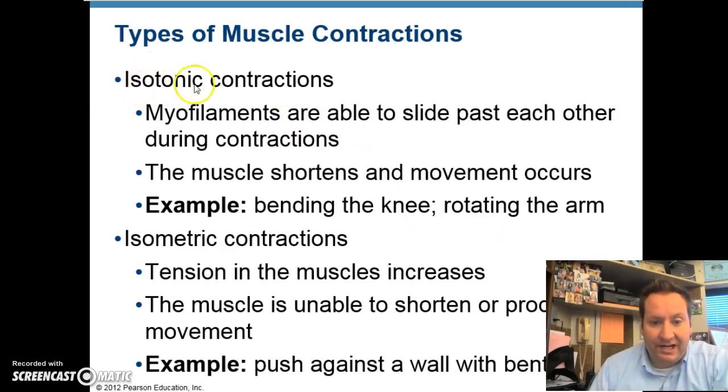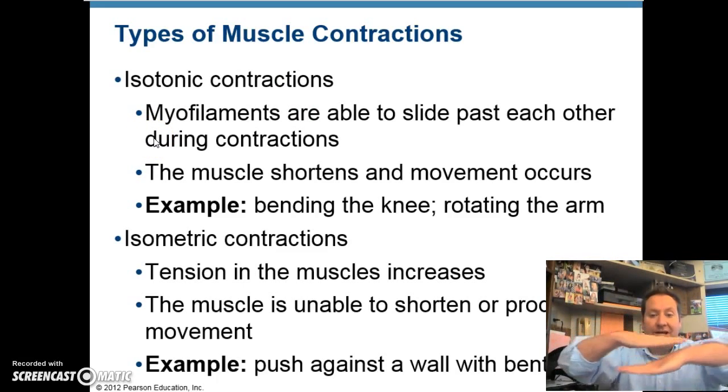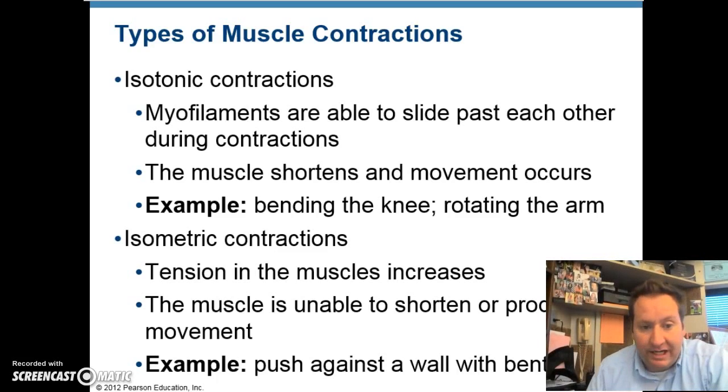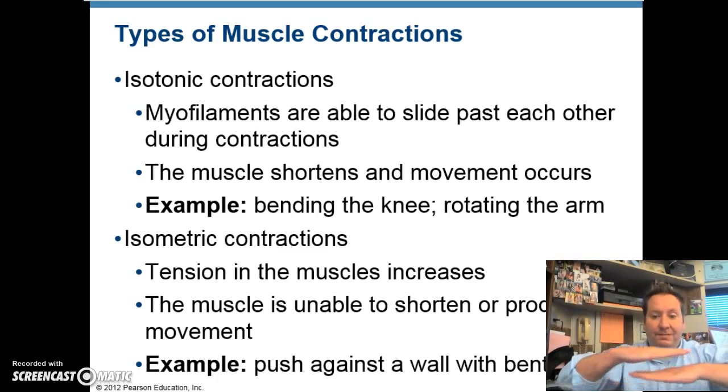There are 2 types of muscle contractions that we have: an isotonic contraction and an isometric contraction. In an isotonic contraction, the myofilaments are able to slide completely across one another, so you have complete contraction. In an isometric contraction, you have tension that builds up in the muscle because these myofilaments can't do a complete slide across one another.